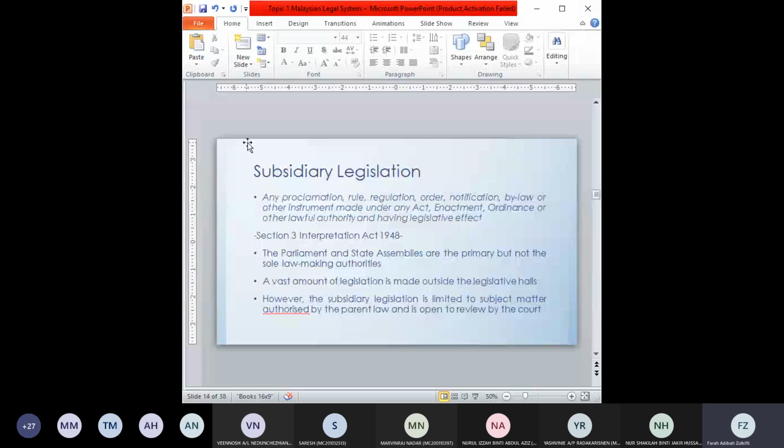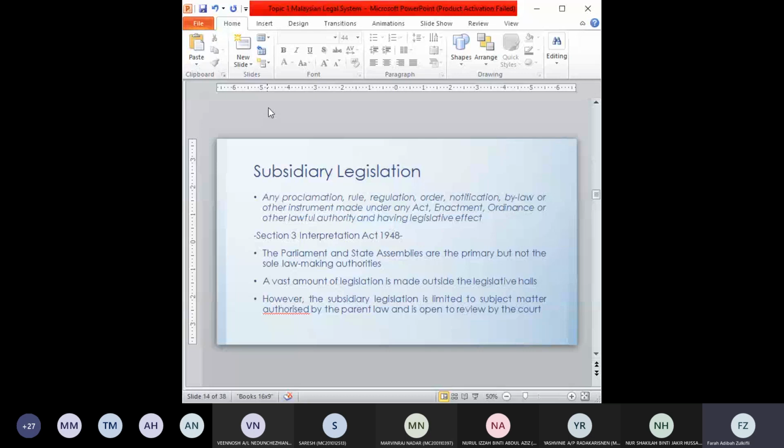One more. What is subsidiary legislation? What do you understand about subsidiary legislation? Who made the subsidiary legislation? The minister, madam. Minister. Oh. So how can the minister make a subsidiary legislation?